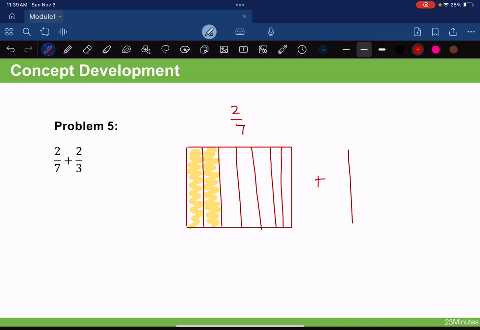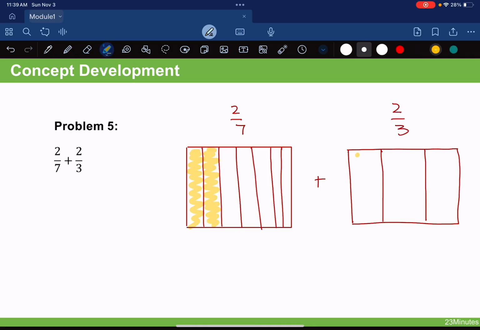Then we'll make the next one. I need a total of 3 parts. Don't make this one small because you think, oh, we only need 3 parts, because we're going to be using that 7 again. So I'm going to cut that into 3 parts. For my 2/3, I'm going to shade in 2 of those parts. 1, 2.